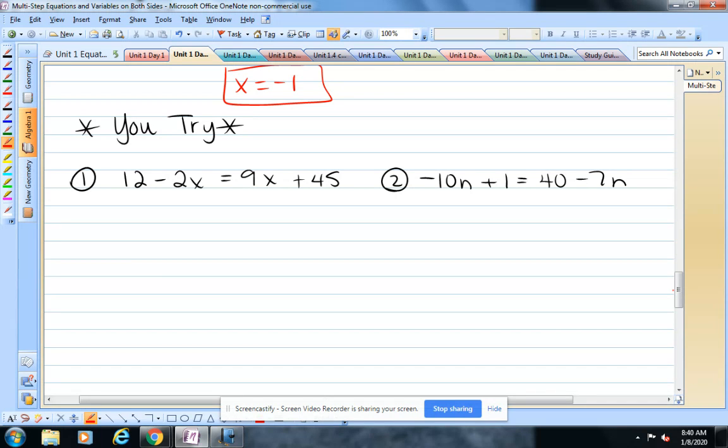I know there's some people that no matter what, they move the variables to the left. They don't like the variables on the right. It doesn't bother me anyway, I just go with it.